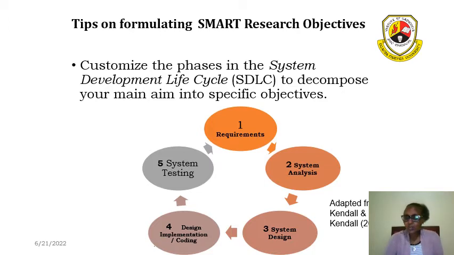That is getting the requirements, and then at that time I carry out a system analysis, which leads to the design, then implementation, and system testing, which is also part of evaluation. And then I go back to answering: did I achieve my overall objective? So use the system development life cycle as a guide to developing your specific objectives.